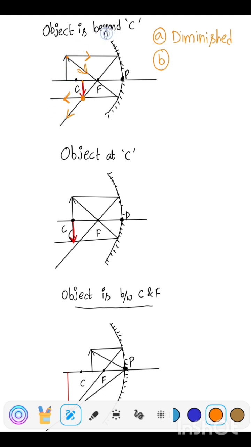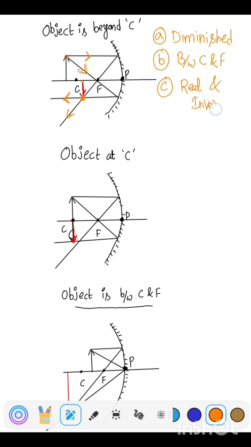When the object is beyond C, image is in between C and F, center of curvature and focus. So the position of the image is in between C and F. Next, what is the nature of the image? You can clearly see that these two reflected rays are meeting at one point, and the image is inverted. The image is inverted because it is an upside down image. Therefore, the nature of the image is real and inverted.